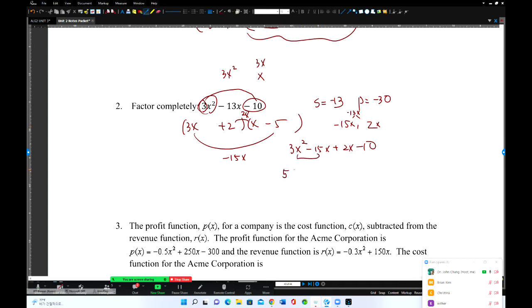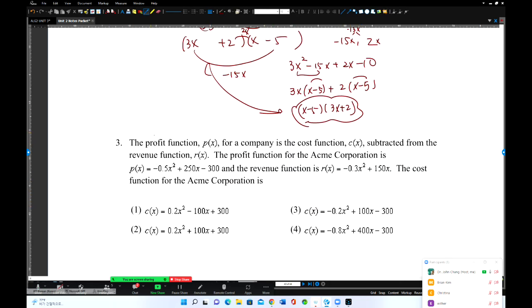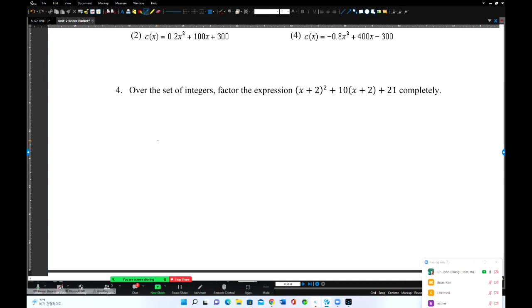5x is common, so x minus 3, right? 3x is common, x minus 5. Okay, 2 is common, x minus 5. You have to make sure we have the right common factor always. Now this common factor is out. x minus 5 is out, and inside is 3x plus 2. Okay? That's the same thing. But for a quadratic, we don't need this one.